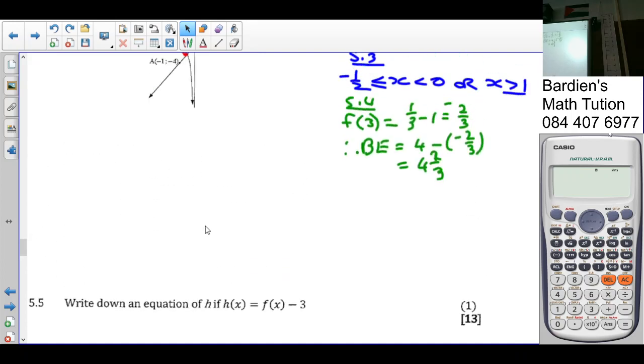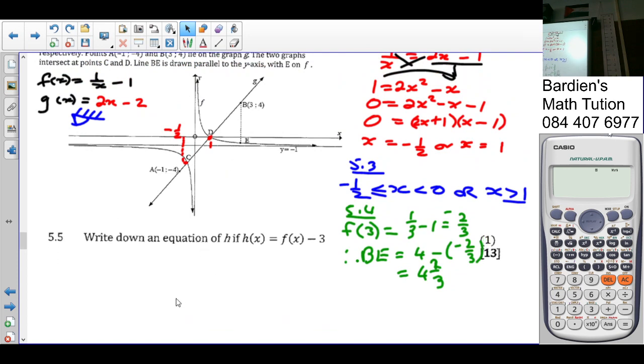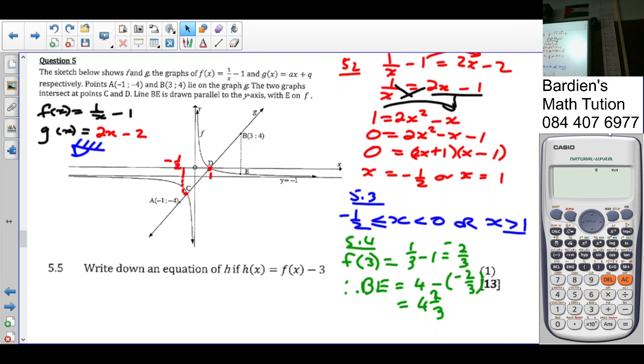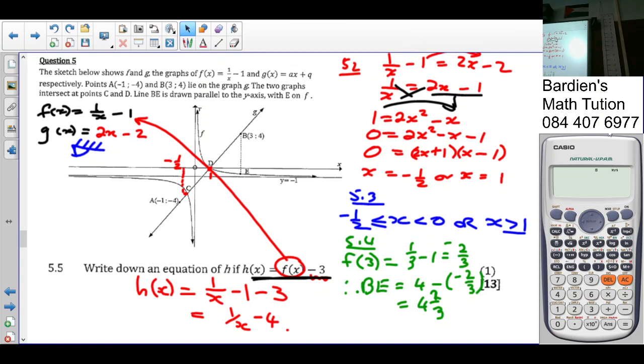The last question says you must write down the equation of h of x equal to f of x minus 3. So that is simple. So h of x is equal to f of x, but f of x is defined as 1 over x minus 1. So it's 1 over x minus 1 minus 3, which is this 3 here. So that is simply 1 over x minus 4. The question asks what transformation actually took place here for that given h of x equals f of x minus 3. The graph is shifting 3 units down.